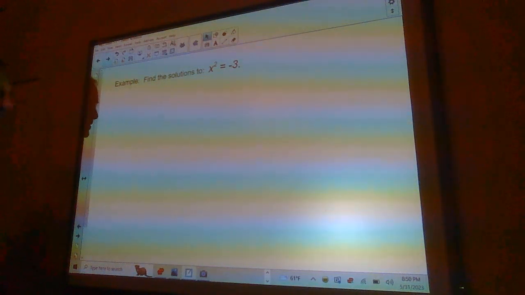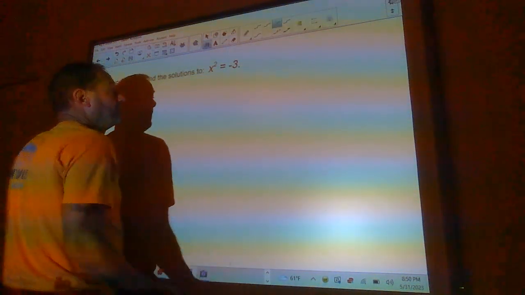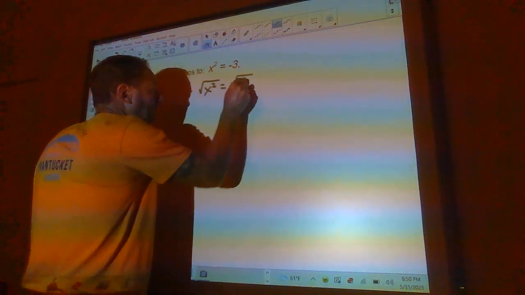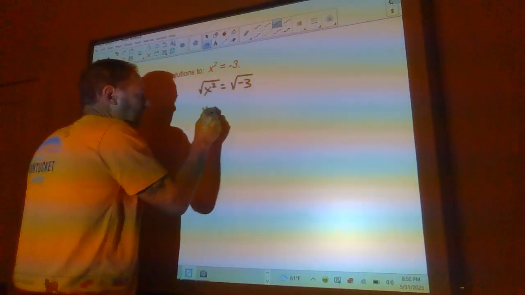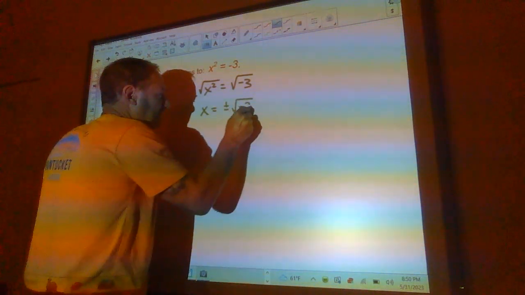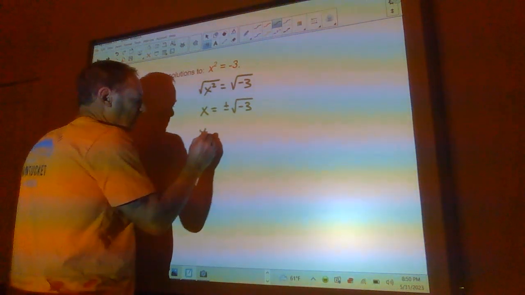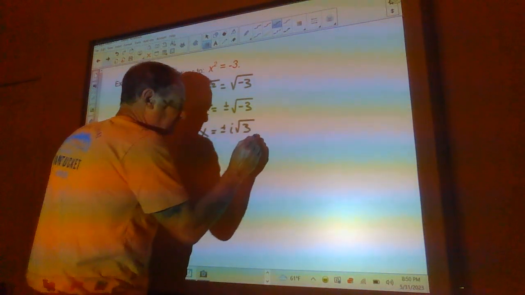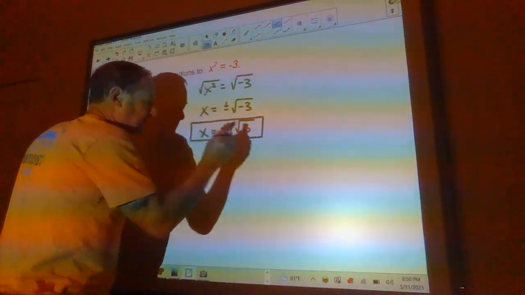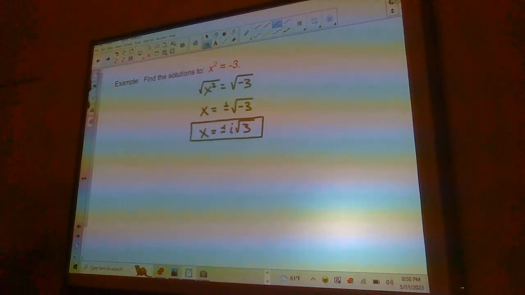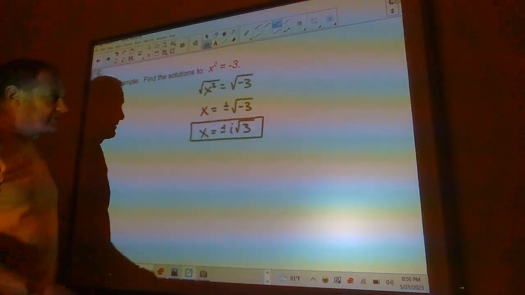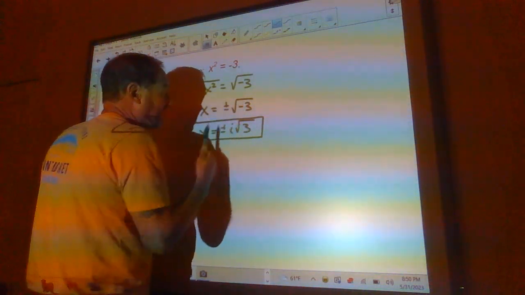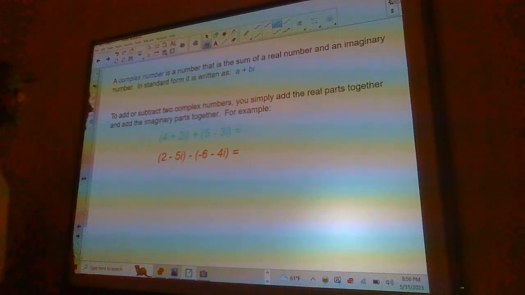Okay, so find the solutions to x squared equals negative 3. What we would do is square root both sides, and we would get x equals plus or minus the square root of negative 3. What we're going to do is take the i out of that and just leave the square root of 3. So my answer is plus or minus i times the square root of 3. Basically, if you're going to square root a negative number, it's just whatever the square root of the positive number is with an i on the front.